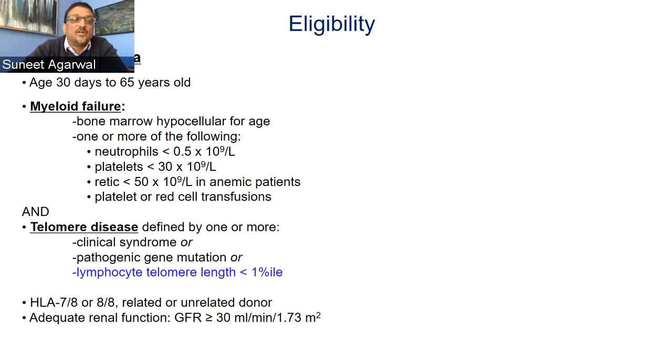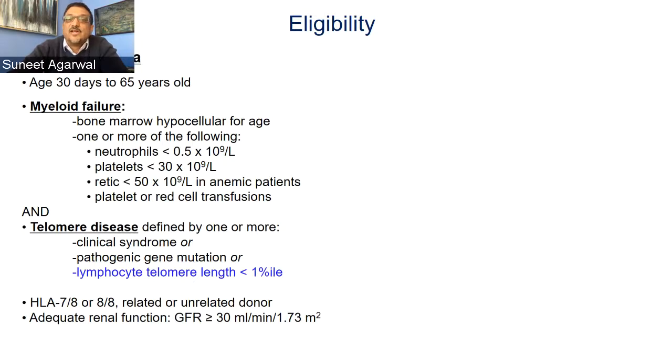That was shown by Alter and colleagues to be highly sensitive and specific for dyskeratosis congenita in a pediatric myeloid failure cohort. The patients should have an HLA 7 out of 8 or better match, related or unrelated donors. And the only organ function requirement was adequate renal function for the fludarabine.